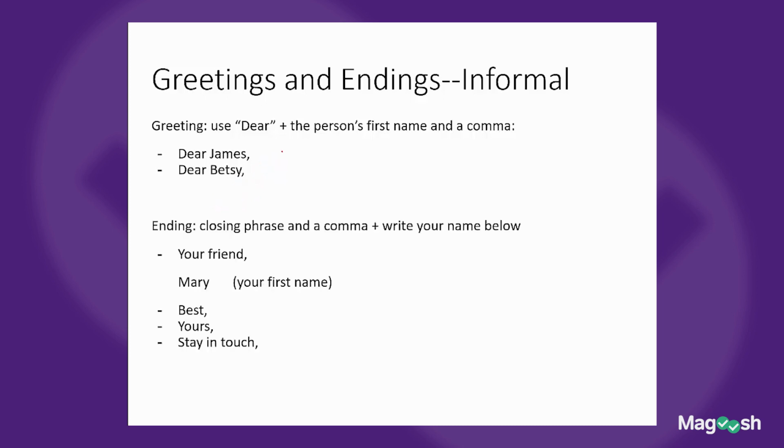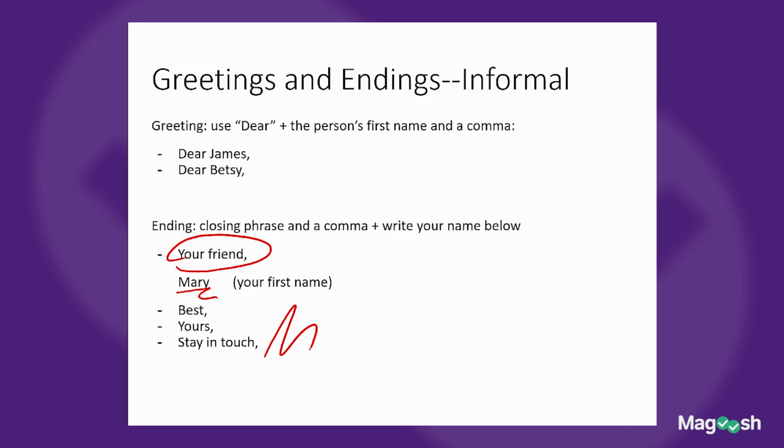Closings, also pretty simple. I suggest ending your letter with your friend if you're writing to a friend, okay? So your friend, comma, and then just include your first name. It would be too formal to put your full name most of the time. Close friends don't do that usually. So you just end the letter with your friend, comma, your first name, and you're all set. You could also use some of these closing remarks at the end as well, and they're perfectly fine, perfectly informal ways to end a letter.